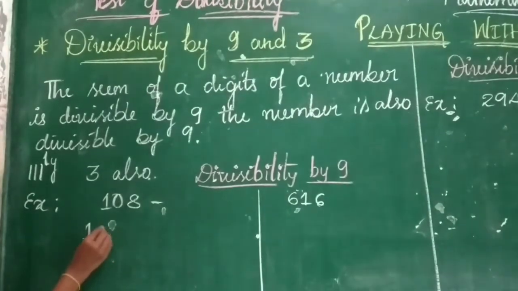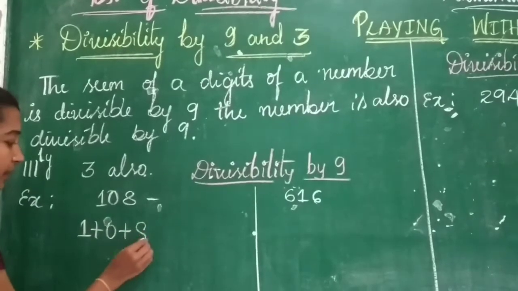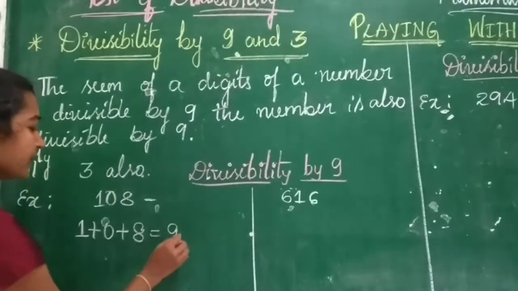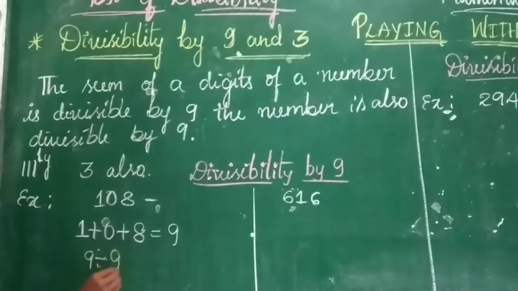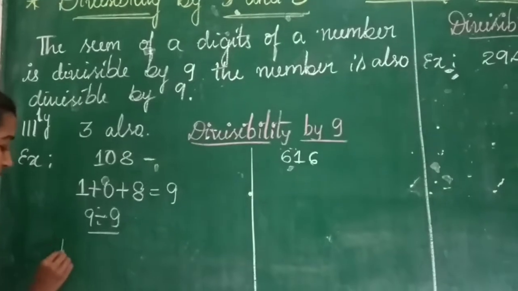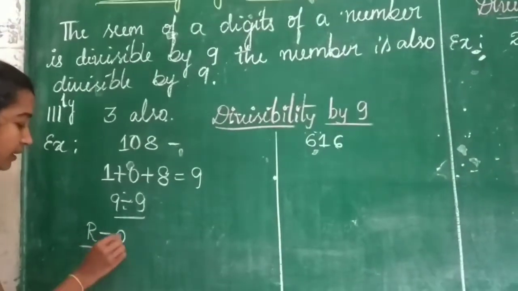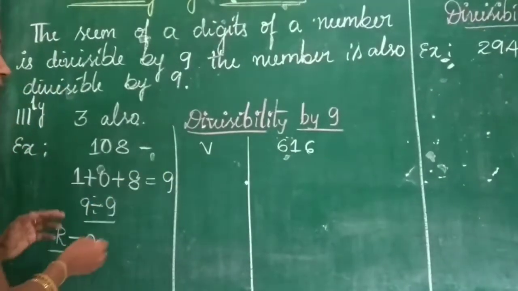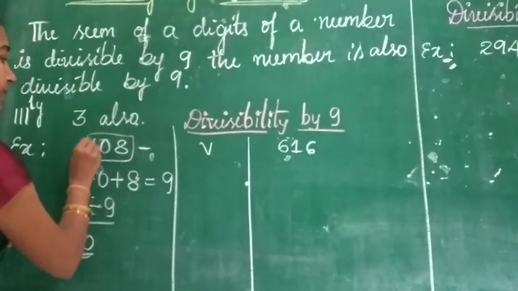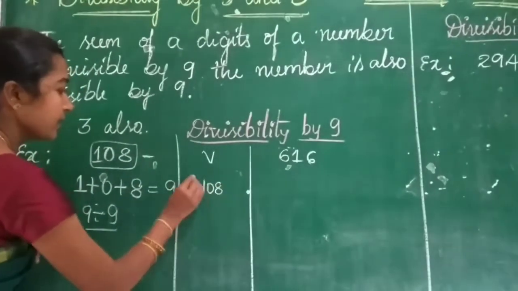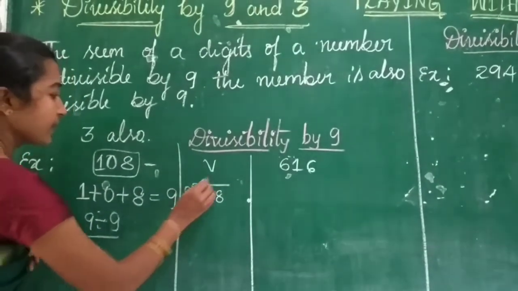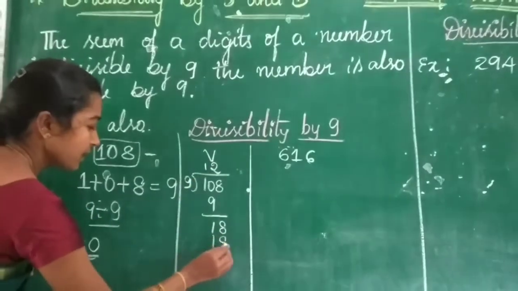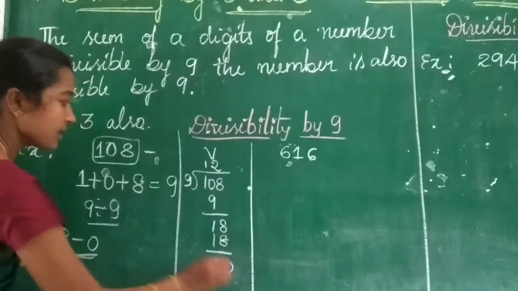Now let us first find the sum of the digits of the number. 1 plus 0 is 1. 1 plus 8 becomes 9. 9 is divisible by 9, as it gives the remainder 0 according to this statement. Now let us verify by our usual division process. Take the number 108 divided by 9. 9 ones are 9. 18 is remaining. 9 twos are 18. It gives the remainder 0.